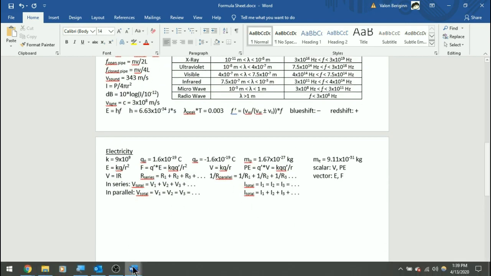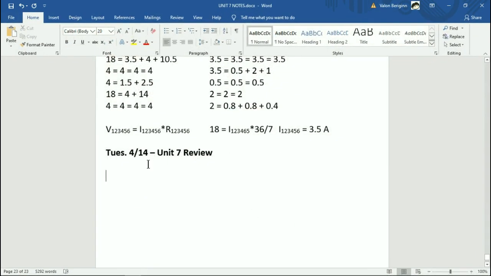So let's go through some examples here. So the main kind of questions, again, remember the unit's kind of split in half, right? You have the electric field and voltage stuff, and then the circuit stuff.